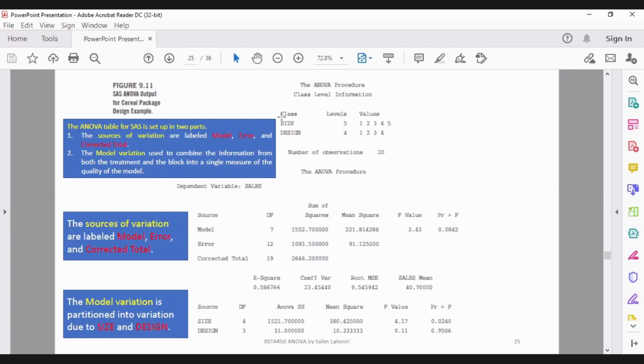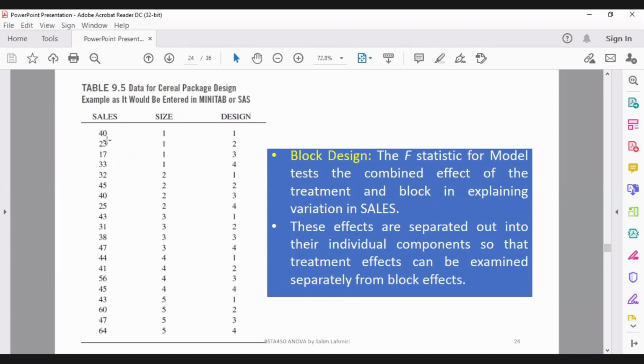So we got the class or groups, we got size, and we got design. For size, we got 5 levels: 1, 2, 3, 4, 5. For design, we got 4 levels: 1, 2, 3, 4. The number of observations is 20. So we got 20 observations or 20 records.